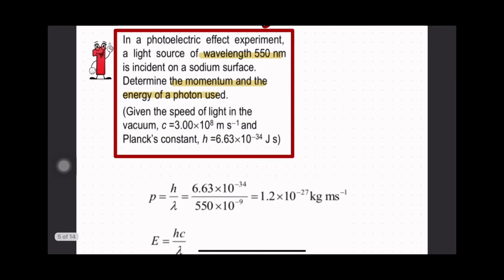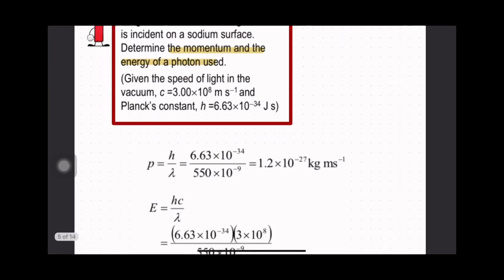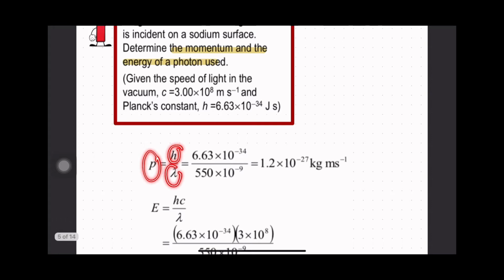Example 1, we have a photoelectric effect experiment. Light source of wavelength of 550 nanometer is incident on the sodium surface. Determine the momentum and the energy of the photon used. Photon. Okay, so momentum P is equal to h over wavelength. So Planck constant divided by wavelength of the light. So we get 1.2 times 10 to the power of negative 27 kgms negative 1.